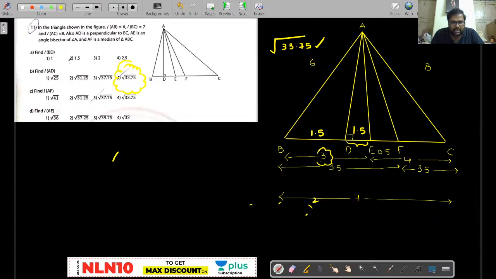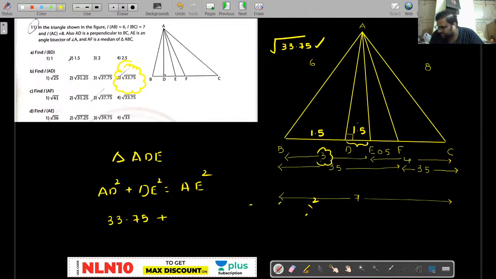Now see here, again triangle ADE. In ADE, AD square plus... sorry, DE square. I'm really sorry. DE square is equal to AE square. Now AD square, you know it as 33.75. Now how much will be DE square? The DE value is 1.5, right? Now substitute this 1.5 whole square value here. At last you will get root of 36, normal simplification.